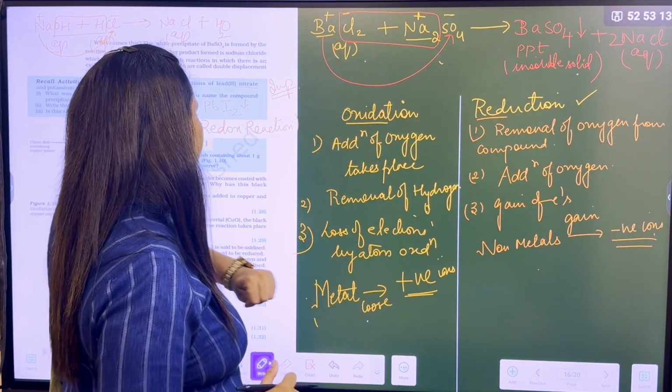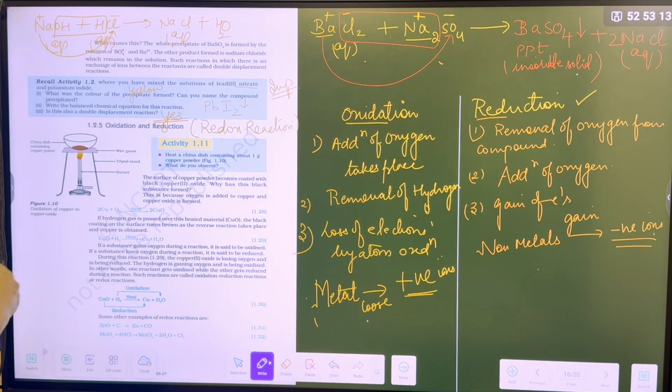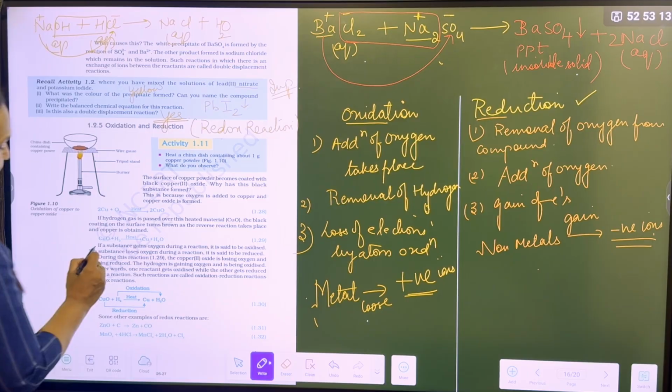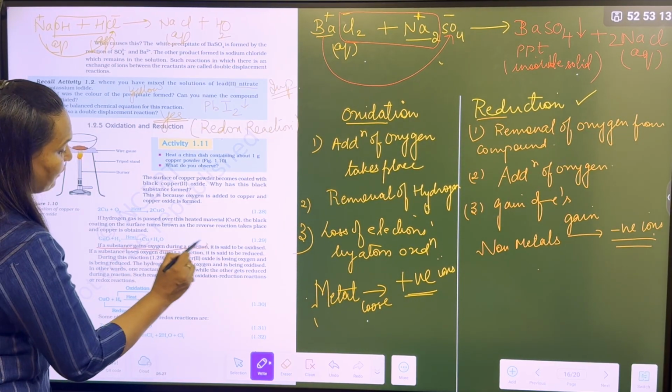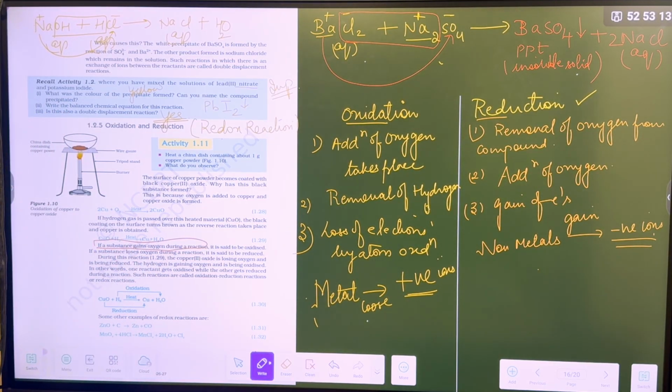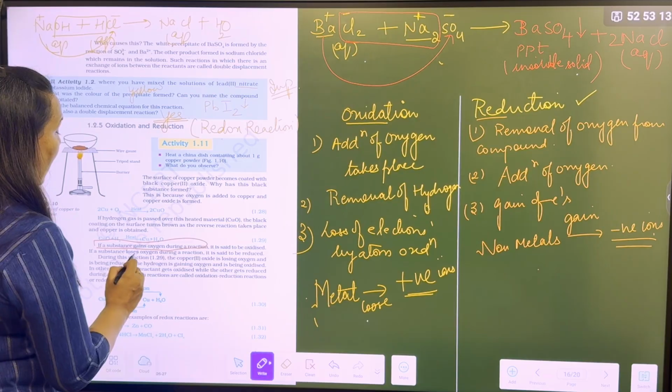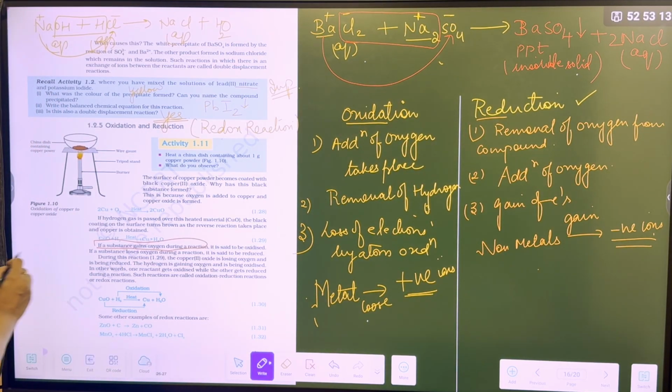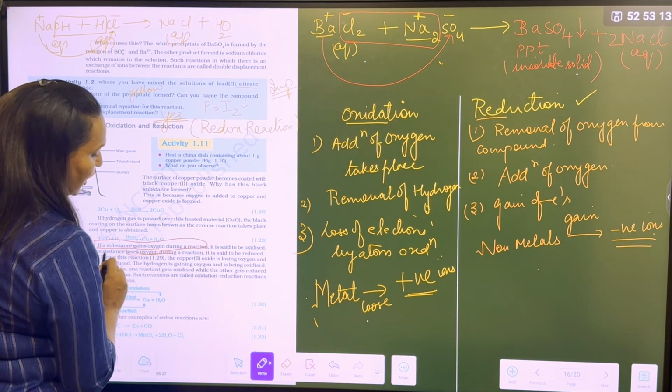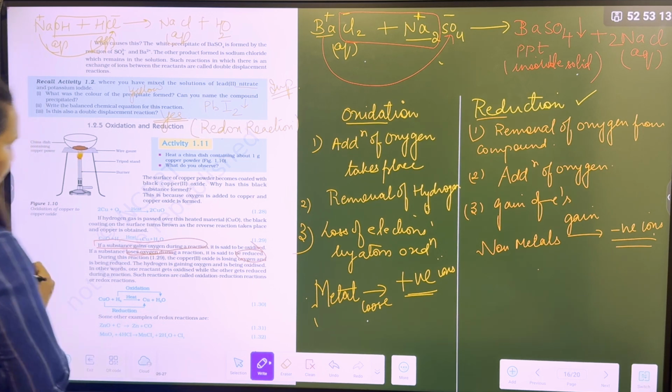Am I clear? So here they have written, if the substance gains oxygen, which means addition of oxygen, it is called oxidized. If the substance loses oxygen, loss of oxygen, it is called reduction.